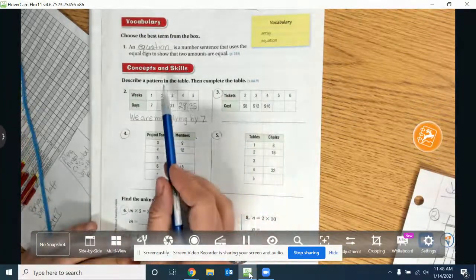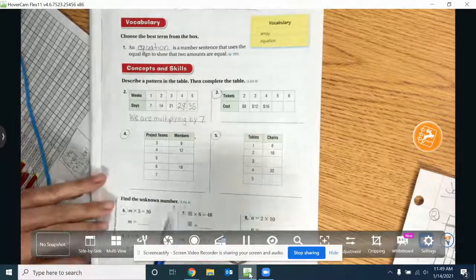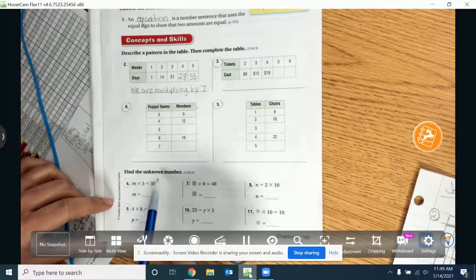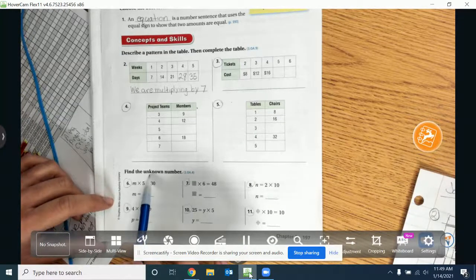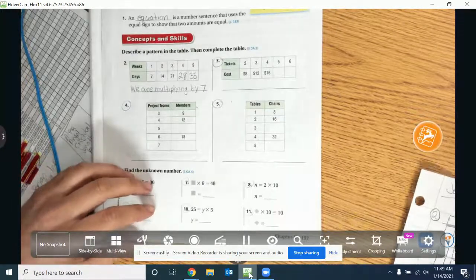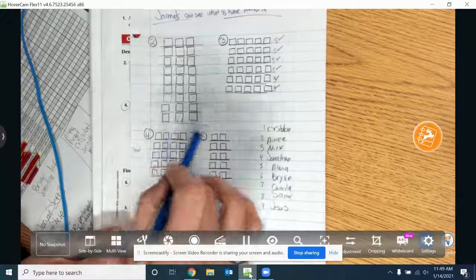Remember, you need to describe the pattern you see in these tables. And for number 6 through 11, you have to find the unknown number. Remember, please draw an array. It's going to help you find the answers. Remember how we did it in class? These are the arrays.